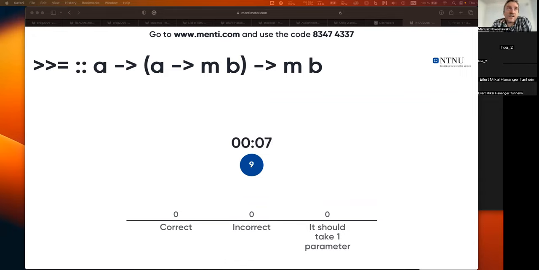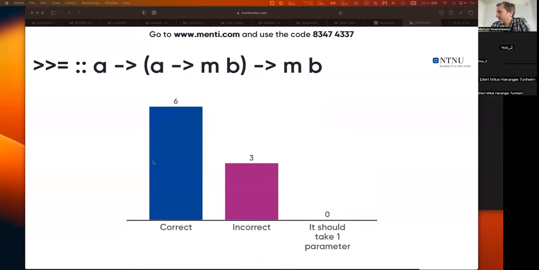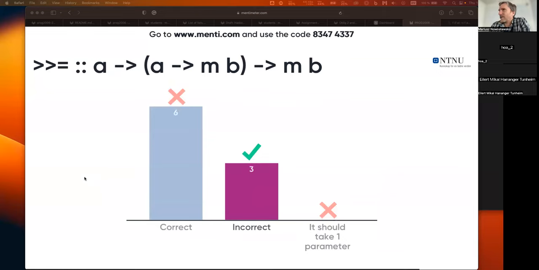Yeah, it's subtle, but you can see that it is incorrect. Why is it incorrect? Because bind takes a monadic value on the left-hand side. It doesn't take a plain value. So there is an M space missing in the beginning, right? It needs to be a monadic value, a monadic function, and a monadic value as the output. So three people got it right.